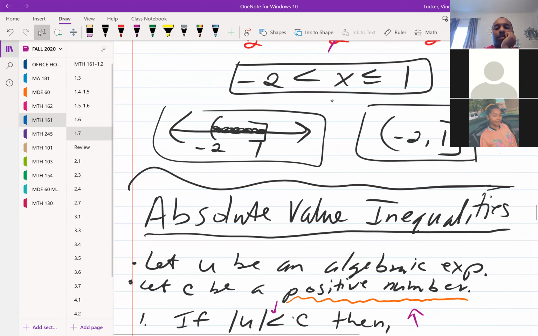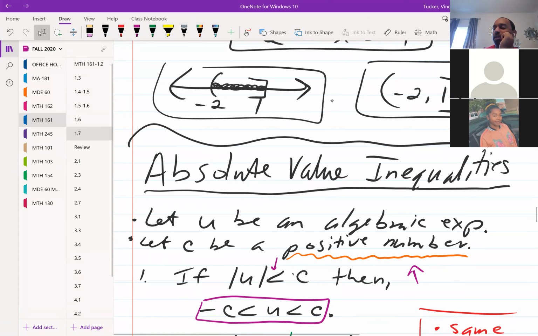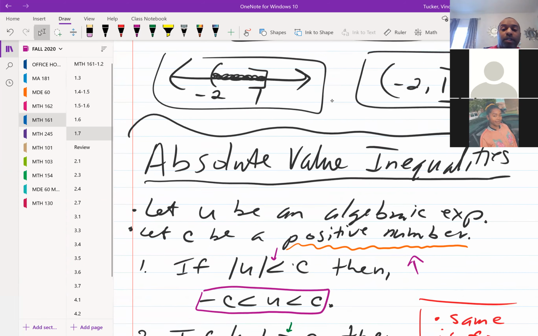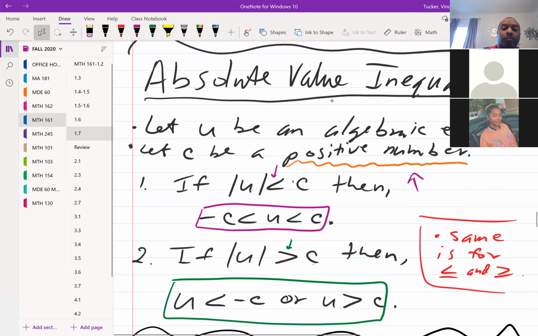Okay. Absolute value inequalities. We're going to let U be an algebraic expression and C be a positive number. That's going to be key when we look at the final example. C is a positive number in these relationships. So if you have the absolute value of U is less than C, the way we will set it up is by what's in that purple box. You would do U is greater than -C, but less than C.